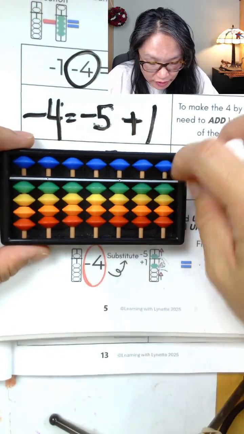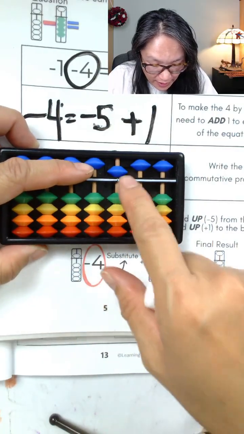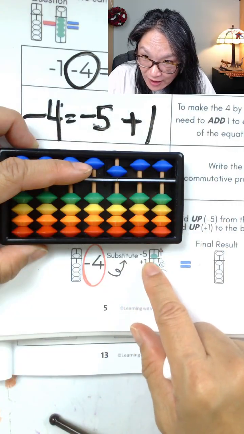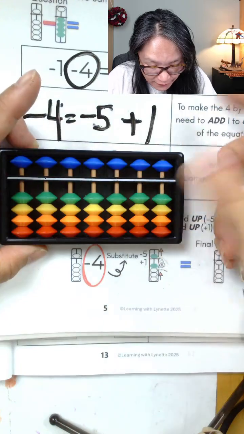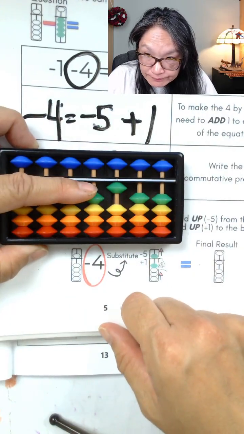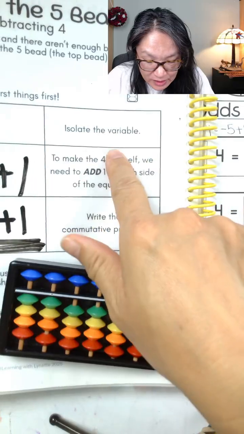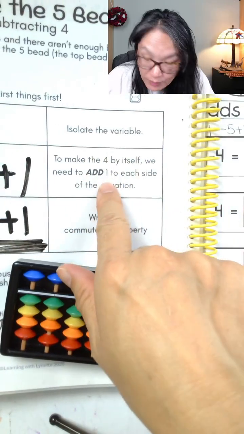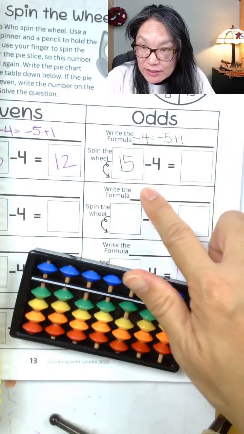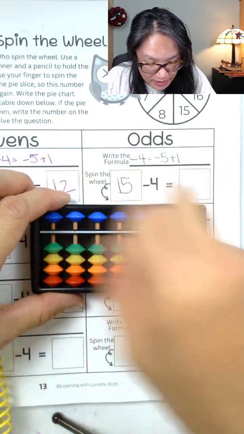Here's an example question. When I have a 5 and I want to take away the 4, guess what? I'm going to substitute minus the 5 plus the 1. Minus the 5 plus the 1, and my final answer is 1. Make sense? And so what we did is we isolated the variable. We made the 4 by itself. It's the same thing, but just in a different situation.